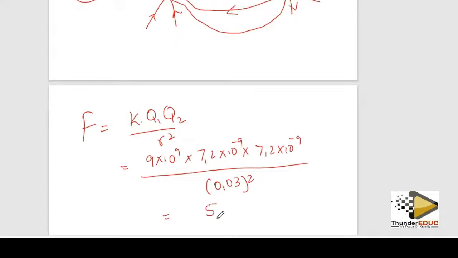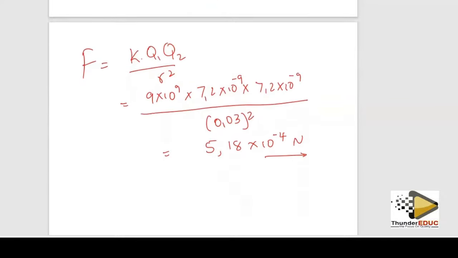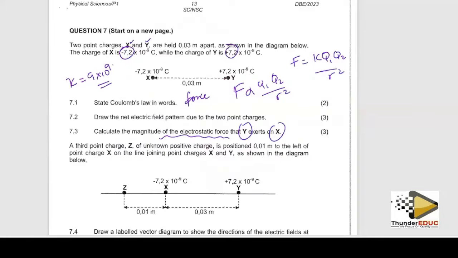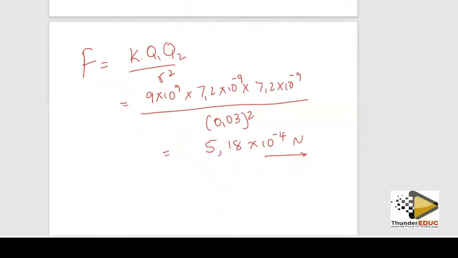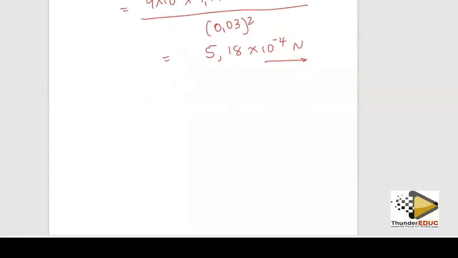Okay, I'm having 5.18 times 10 to the -4. Since this is a force, you can say newtons. Now someone will talk about the direction. The magnitude of that force Y exerts on X is not a big deal. So that is the magnitude of the force.